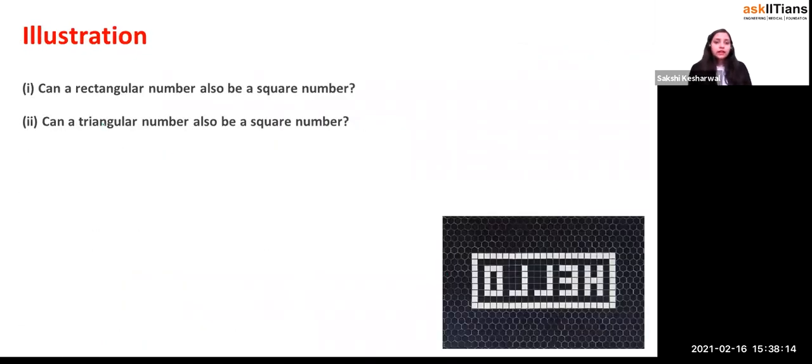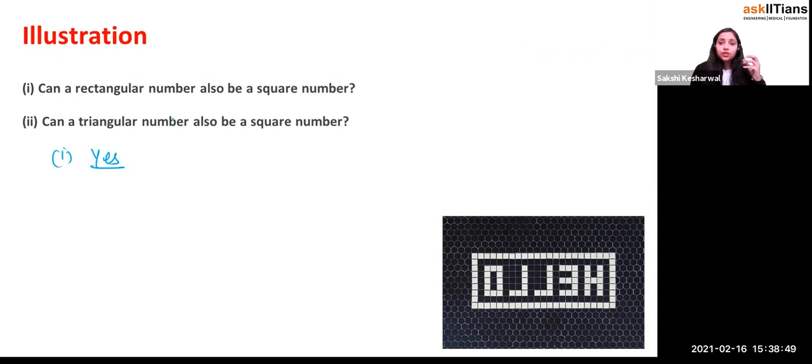Now, can a rectangular number also be a square number? Can a rectangular number be a square number? As I said, a rectangular number can be a square number. Yes, it can. We can say that all squares are rectangles, but all rectangles are not squares, right? As I said, you can make a rectangle with any of the composite numbers, and the squares are basically 1, 4, 9, 16, 25, right?